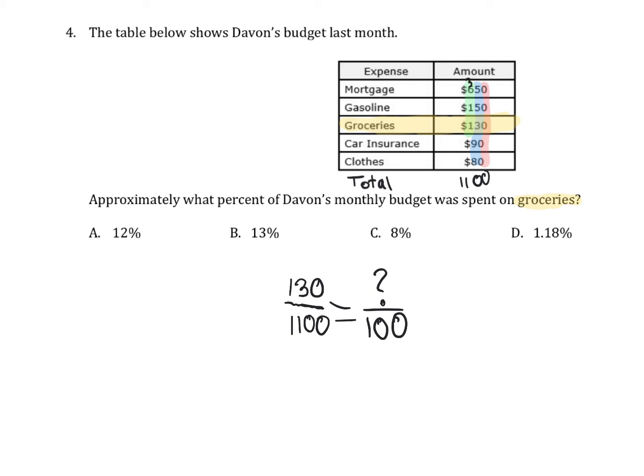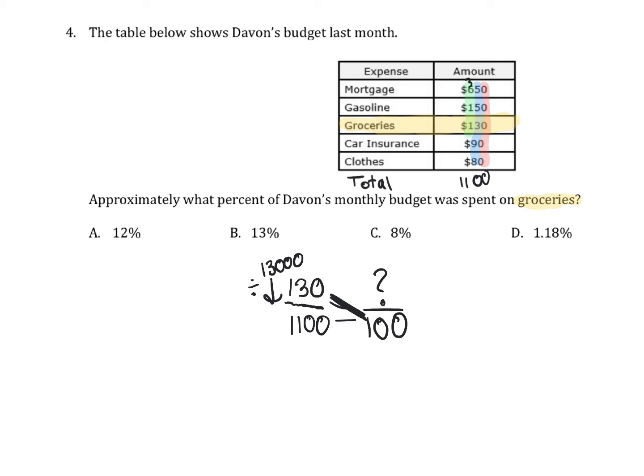So now that we have our proportion set up, we're going to cross multiply. Anytime you multiply by 100, you're just adding 2 zeros to the end. So here we get 13,000. Then we have to divide down.